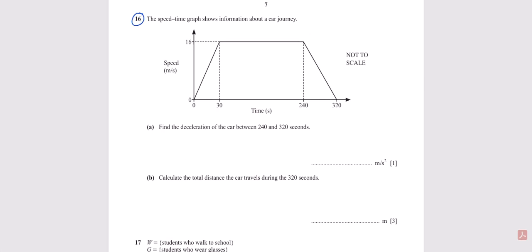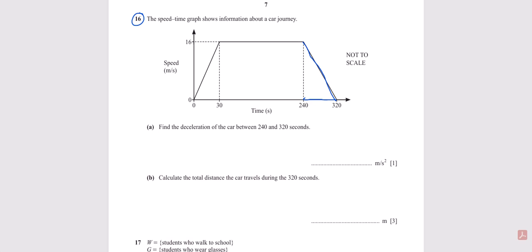Question number 16. The speed-time graph shows information about a car journey. Find the deceleration of the car between 240 and 320 seconds. This one. We find this deceleration like this.